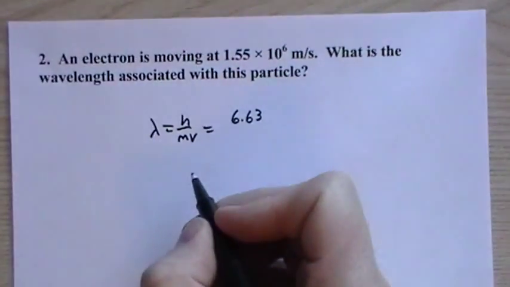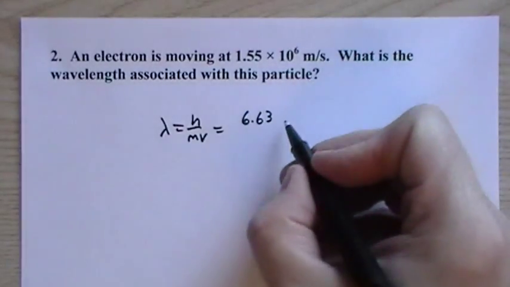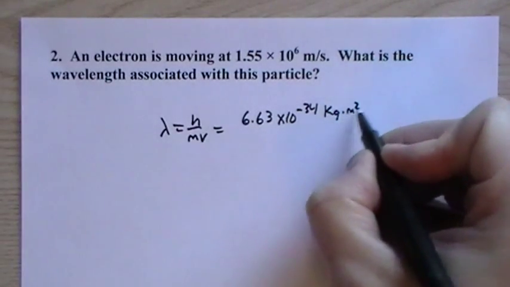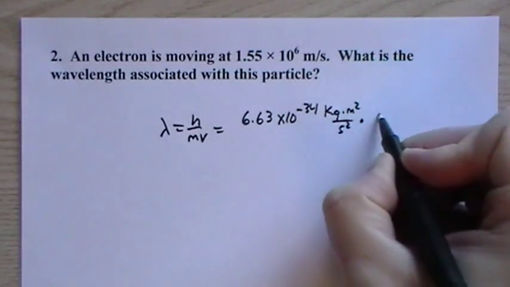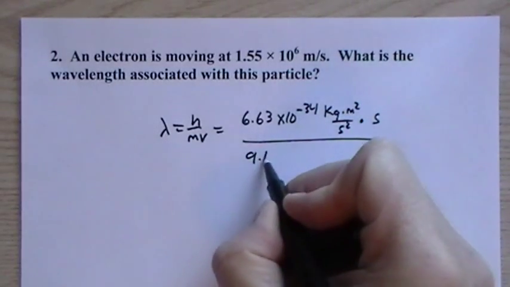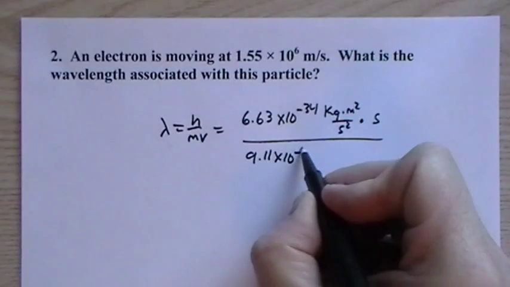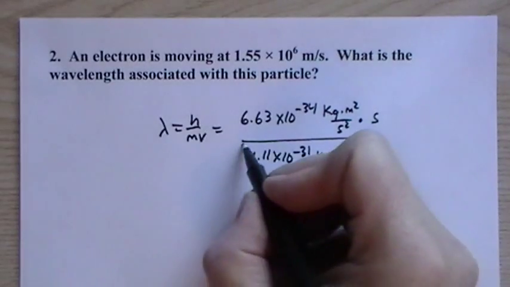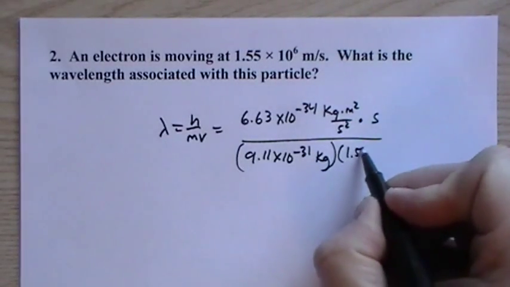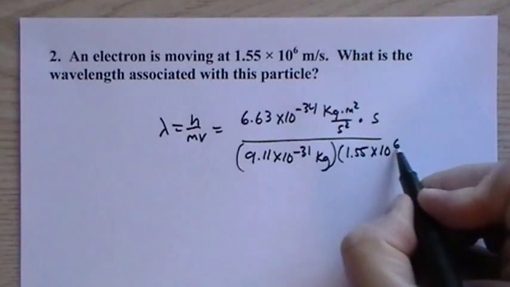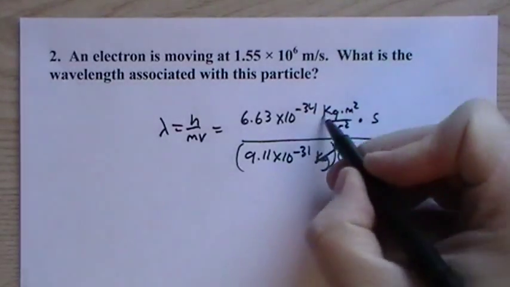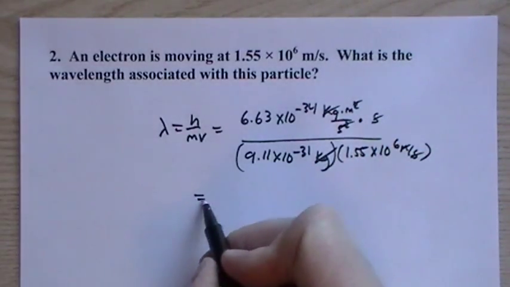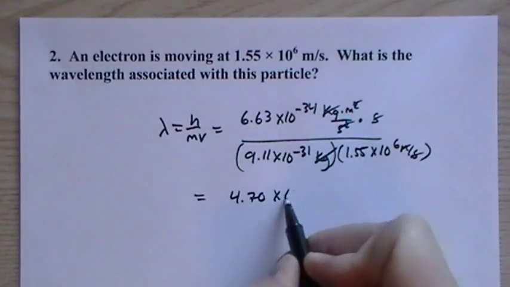Now, if we do use an electron, a subatomic particle that's moving at a really fast pace, let me use, instead of joules, kilograms meters squared per second squared times seconds over the mass of the electron. I happen to know it's 9.11 times 10 to the minus 31 kilograms. You should know that. It's a pretty common one to use. And then 1.5 times 10 to the 6th meters per second. Now kilograms cancel, meters again, seconds here. We're left with meters, and we end up with 4.70 times 10 to the minus 10.